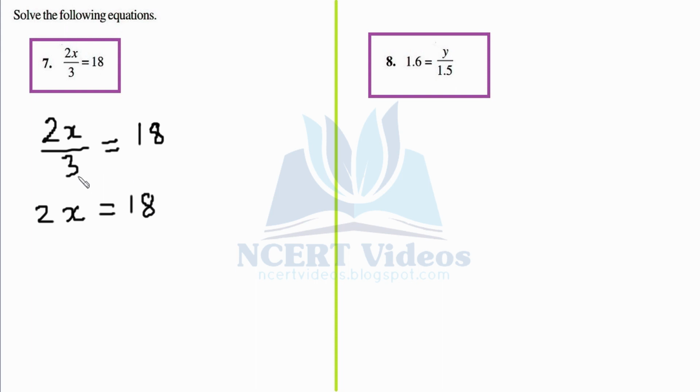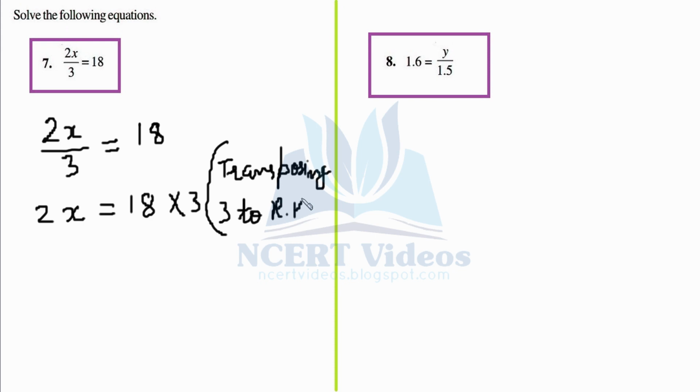Here it was getting divided up, and we told in previous example, division becomes multiplication. So 3 would be multiplied here on RHS. And the reason is we are transposing 3 to right hand side, RHS. That is the reason. So we are left with 2x equals to, obviously 18 3s are 54.